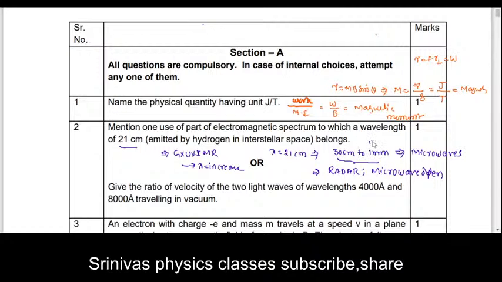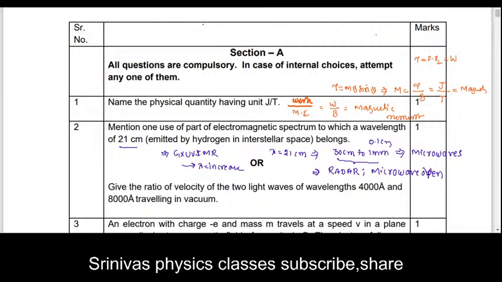1 millimeter means 0.1 centimeter, right? 0.1 centimeter to 30 centimeter, that radiation belongs to microwaves. Microwaves are used in radar and microwave ovens.